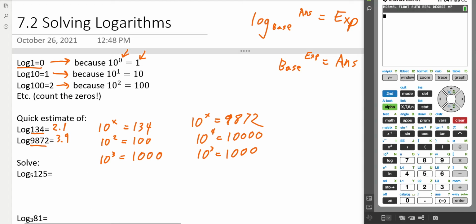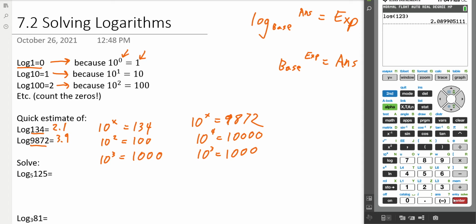So let's just try this out and see if we can get the answers roughly close to where we had put them before. So let's see. Ooh, pretty close, 2.09899, so pretty close to 2.1. Let's try the other one, log 9872. I'm guessing it's going to be like 999 or something. 994, okay, so you know, it rounds up to 4.0, but close enough.